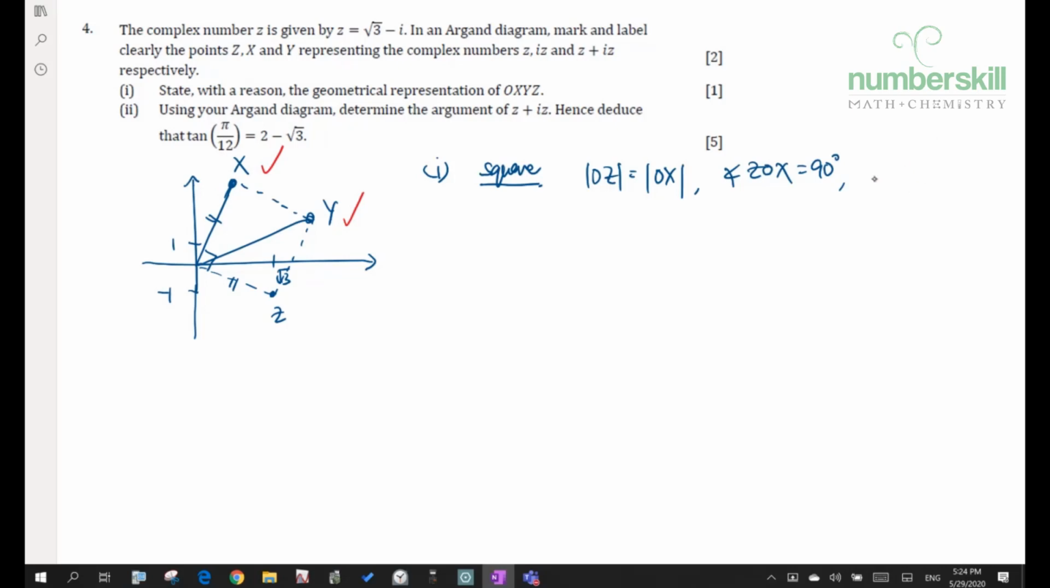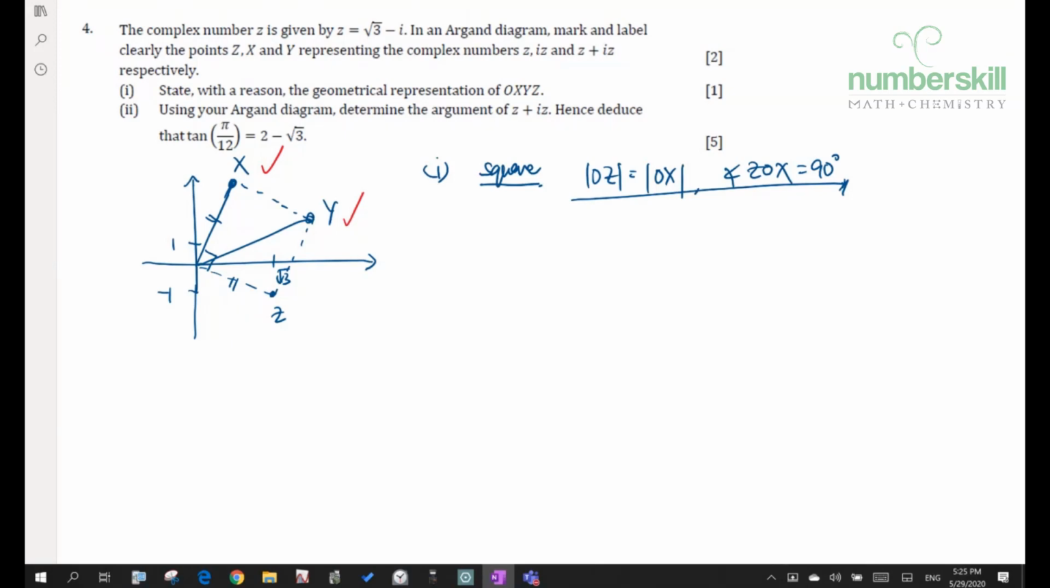But I tell you, this is only 1 mark. So if you give some reasoning along this line, like equal length or 90 degrees, I think that'll be good enough. It's just 1 mark, really. Nobody asks you to write an essay for that 1 mark. Are we all clear? All right, so geometrical representation means it's a square, but please make sure you know why it's a square, because of equal length and the 90 degree. The 90 degree is important, okay?